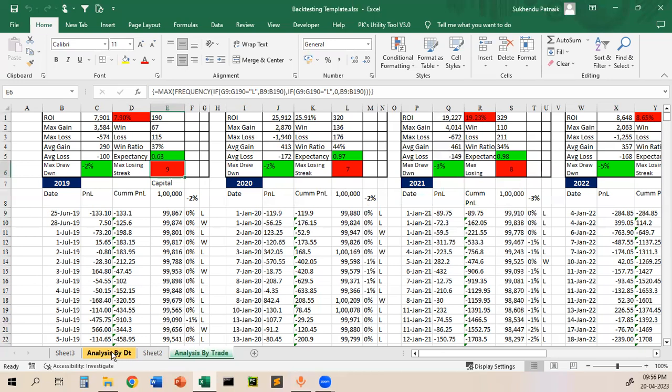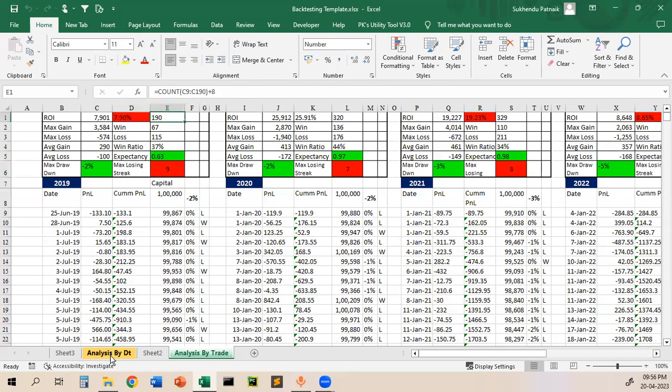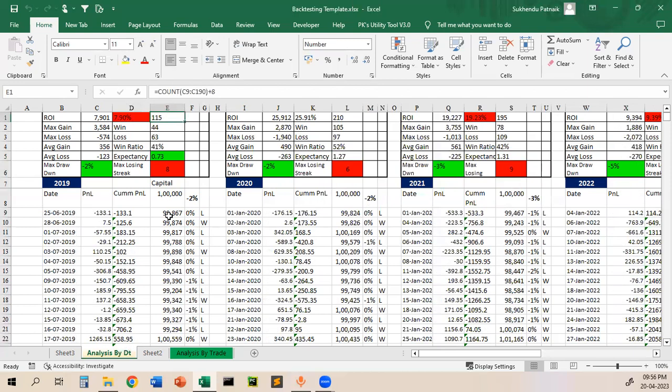Now, there's another sheet where all the trades for each day are added up. If you look at analysis by trade, there are 190 trades, whereas by date it's 115. It's the same calculation, but assuming each day is 1 trade day, irrespective of whether in a single day we have taken 1 trade or multiple trades. So nothing changes, but expectancy changes a little bit, maximum losing streak changes a little bit, and win rate also changes. Otherwise, more or less, the final outcome doesn't change significantly. So this is how it is. I think it will be helpful to understand.